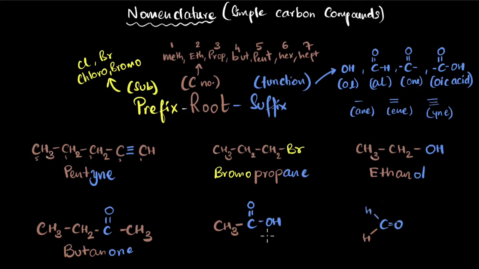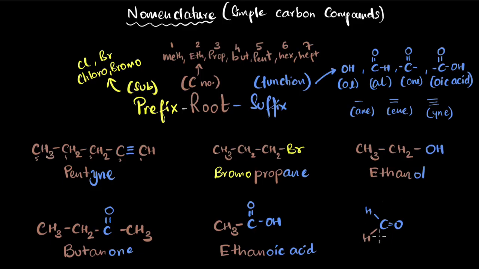Okay, let's go to the next one. Again, no substituent groups, no chlorine, bromine, so no prefix. Directly, let's look at the root word. I have 2 carbons, and therefore it's eth. What's the functional group? The functional group is a carboxylic acid. Can you see that? It's "-oic acid". How do you write it? It's not ethoic acid. The way you write it is you first write ethane, delete the E, and then write oic acid. That's how you do it for all these functional groups. Ethanoic acid.